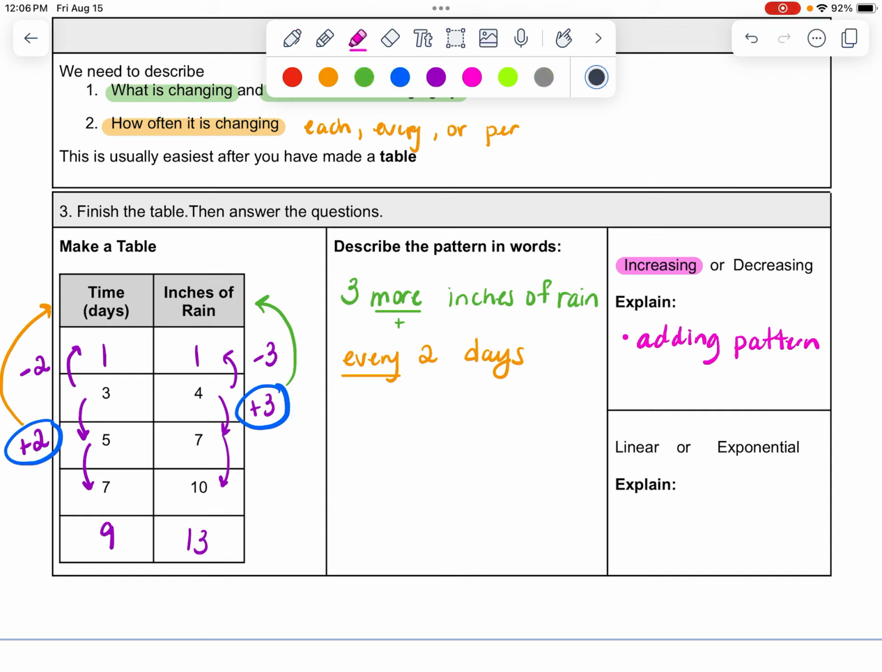Next, is it linear or exponential? Well, again, it's an adding pattern. So if we did graph it, it would make a line. That means that we have an adding pattern as our reason, but we can't say that it's because there's a line graph because we're not looking at a graph.